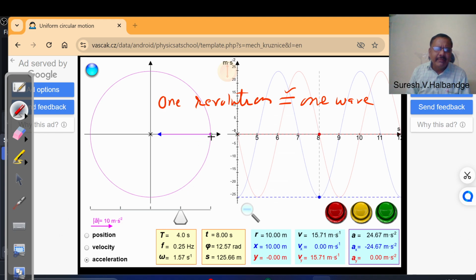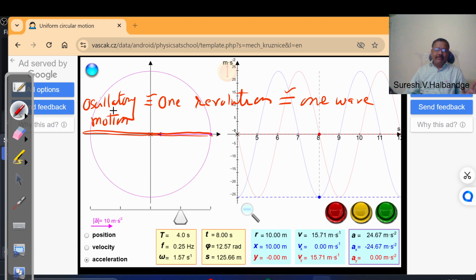And at the same time, the projection of the particle in UCM will constitute the oscillatory motion. So the third particle is performing oscillatory motion. These three types of motion are not the same, but they are analogous. So the particle performing oscillatory motion completes one oscillation. At that time, the particle performing uniform circular motion completes one revolution. At that time, the particle performing wave motion completes one wave.